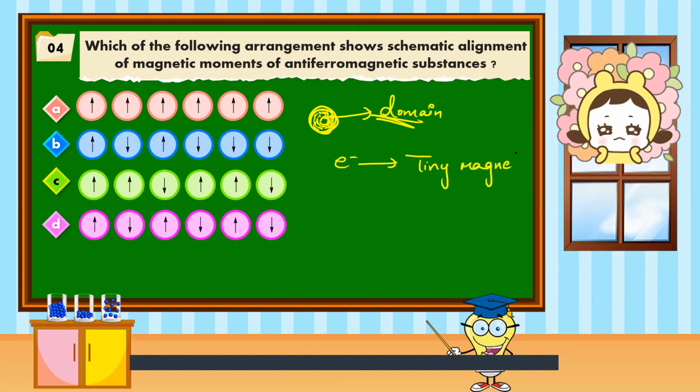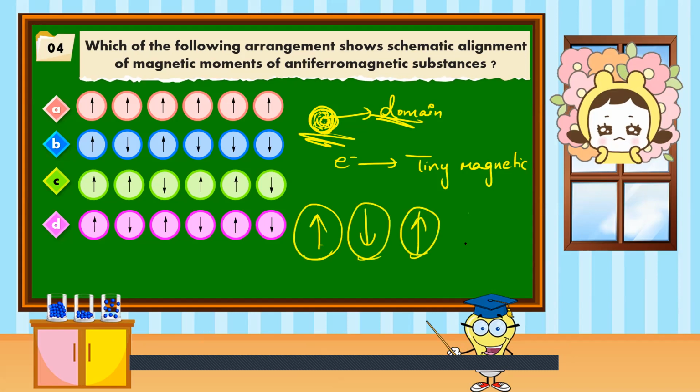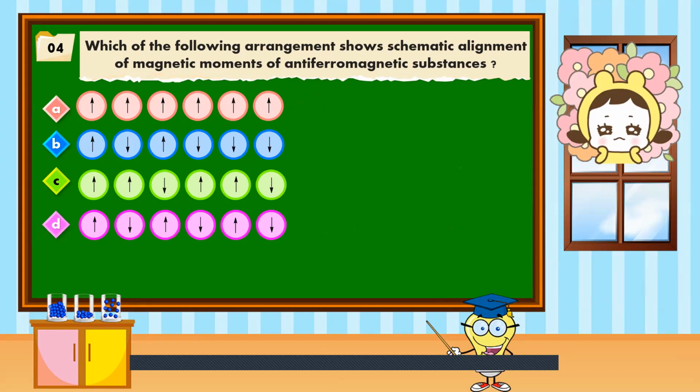When you keep all the domains of a solid in an external magnetic field, the domains' alignment will be one clockwise, one anti-clockwise, up down, this type of equal arrangement of top-down alignment, we call it antiferromagnetic. If all are in the same direction, then it is ferromagnetic. If an unequal number, then we say ferrimagnetic substances.